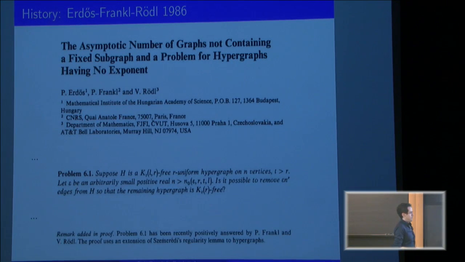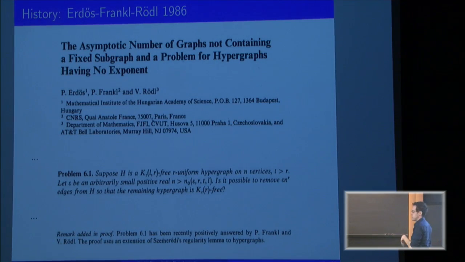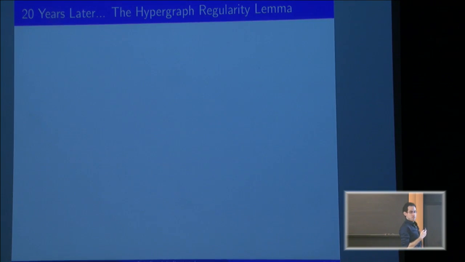And they added later that they solved this problem. And the way they did this is that they extended the graph regularity lemma to a hypergraph regularity lemma, and from it deduced the hypergraph removal lemma. By the way, the usual way to prove the graph removal lemma or the triangle removal lemma is deducing it from the graph regularity lemma. So they claim that they did the same thing for hypergraphs. Well, they didn't. It took 20 years to actually prove a hypergraph regularity lemma.